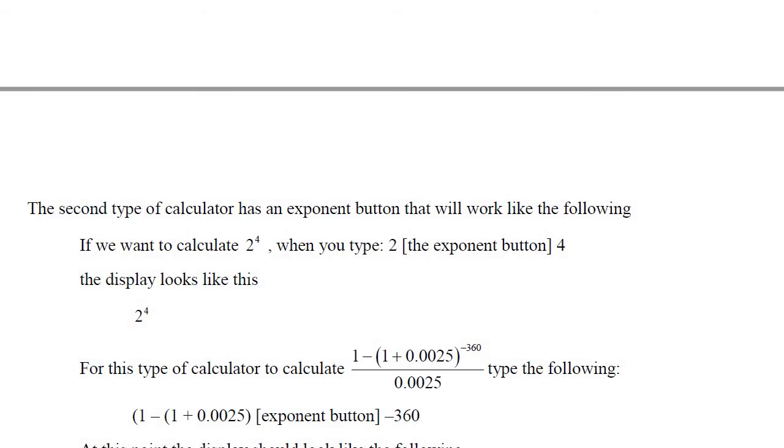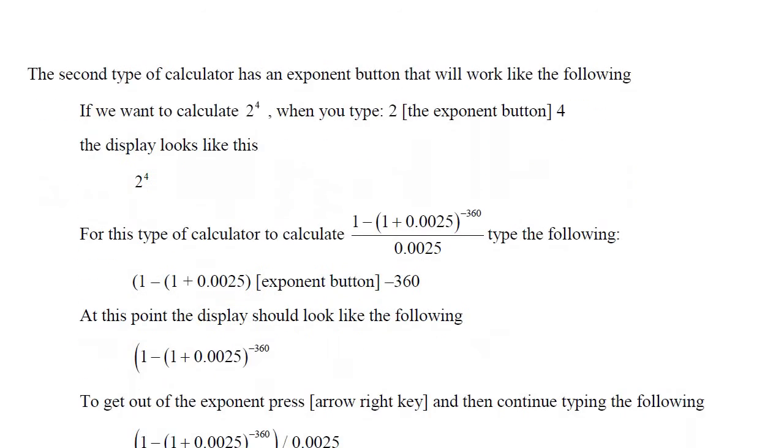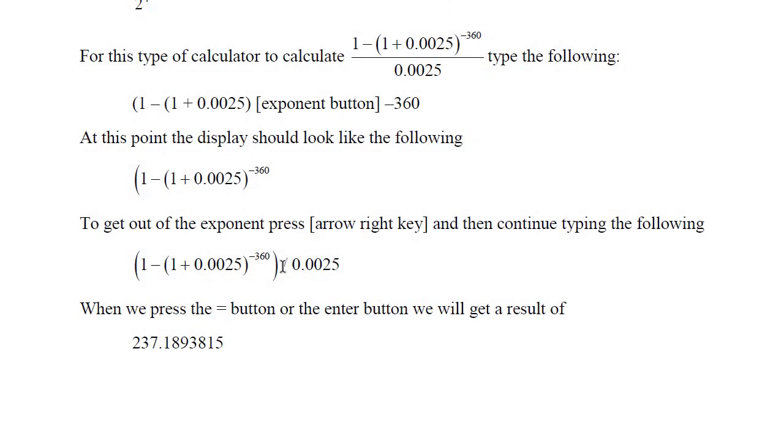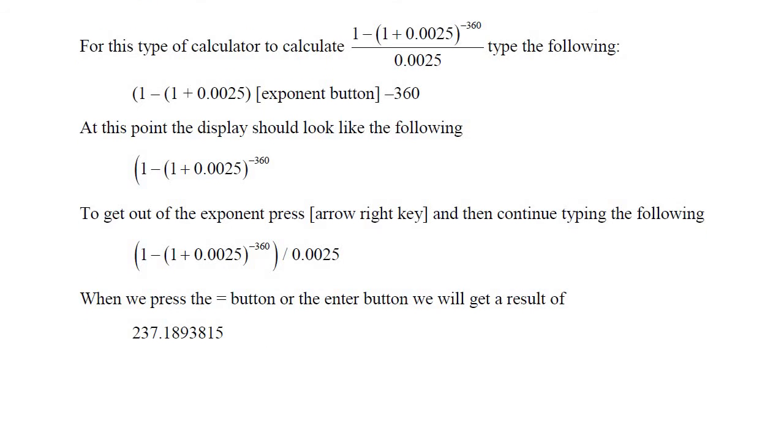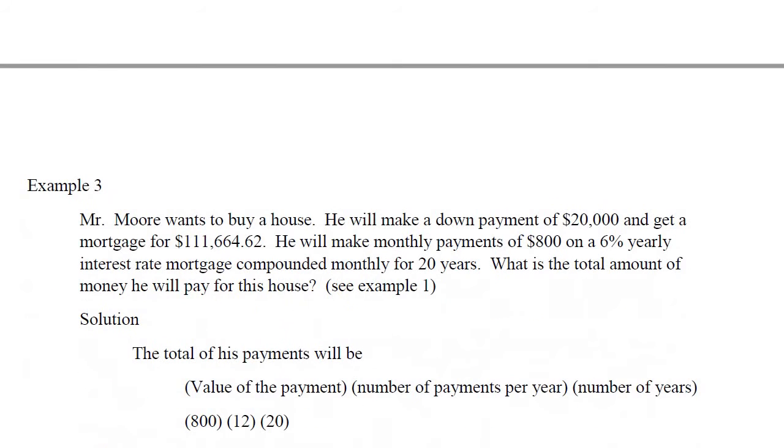Alright, the second type of calculator, again, this is the type where when you type in your exponent, it actually looks like an exponent. So typing this in, left parenthesis 1 minus, left parenthesis 1 plus 0.0025, exponent button followed by negative 360, which will look like this. And then push your arrow to the right key to get out of your exponent, and then right parenthesis divided by 0.0025. Then press our equal button and we get our lengthy decimal. Alright, let's take a look at another example.